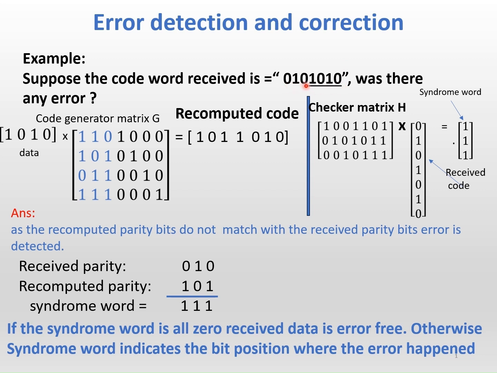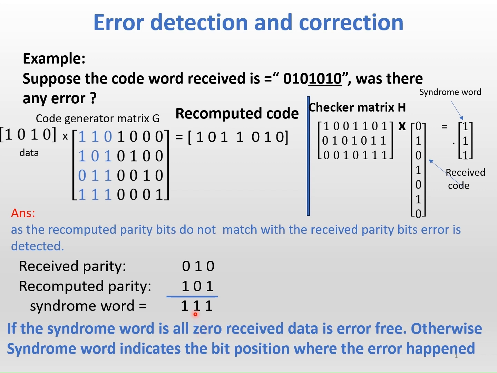So the receiver knows the first 3 bits are parity and the last 4 bits are data. So it can also calculate the code word taking that data 1010 with the code generator matrix. It is getting a code, and here it is getting parity bits which are different, 101. It received 010 with the same data. It is generating different parity bits, so the receiver knows that there is some problem. So it takes the received parity and the recomputed parity, and if they are XORed, it generates 111, and it is called the syndrome word. If the syndrome word is not 0, that means an error has happened. If the syndrome word is 000, no error has happened.